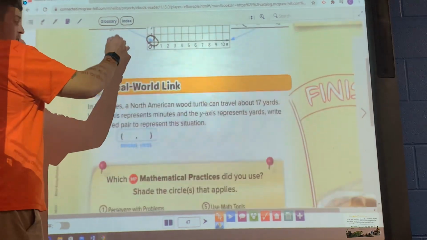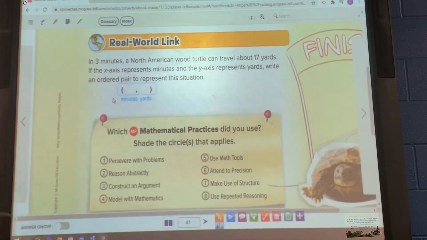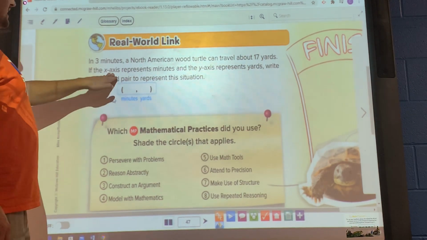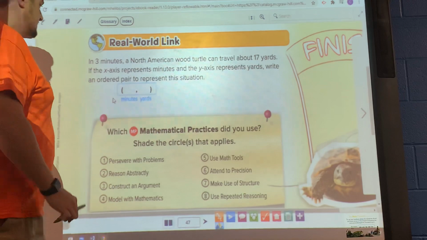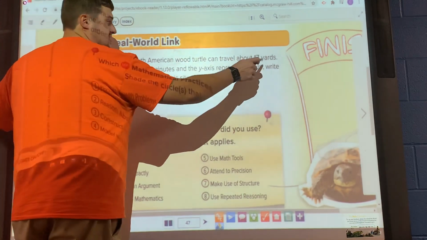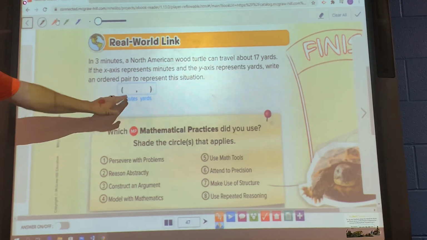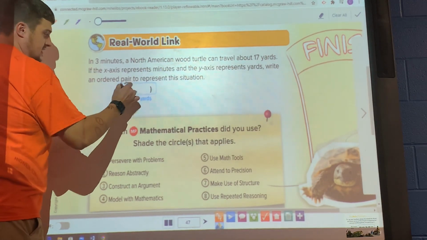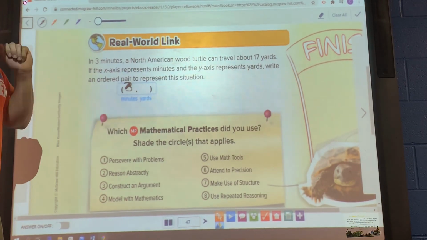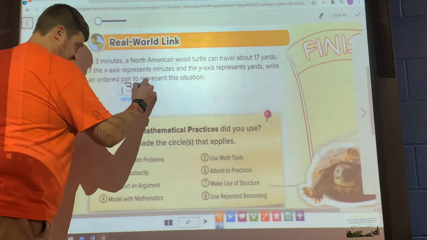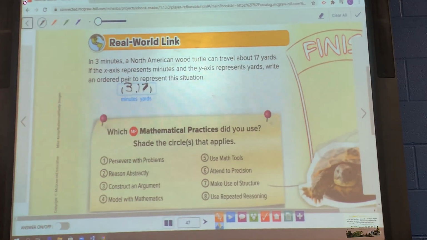So now, a real world example. It says in 3 minutes, a North American wood turtle can travel about 17 yards. So if the x-axis represents minutes and the y-axis represents yards, and they want us to write an ordered pair for this. Well, if minutes is x, that's 3. If yards is y, that's 17. Okay, so let's go ahead and go on to the next page.